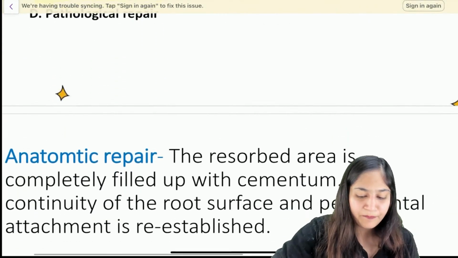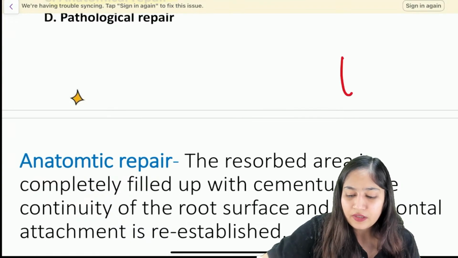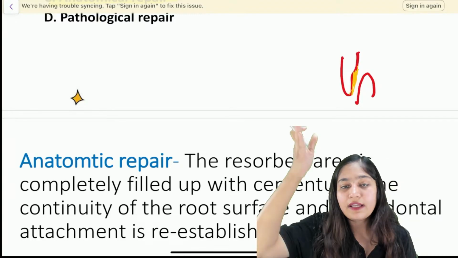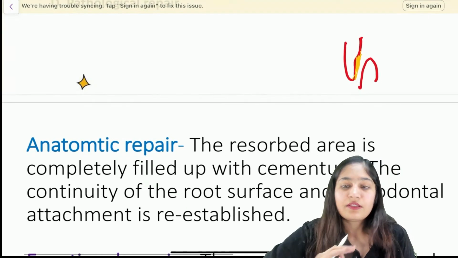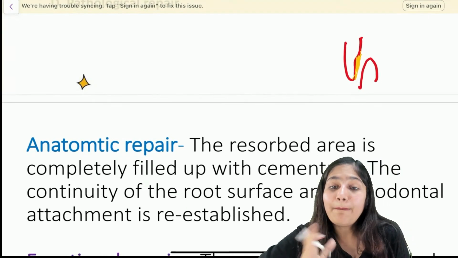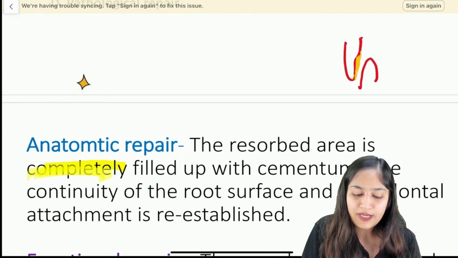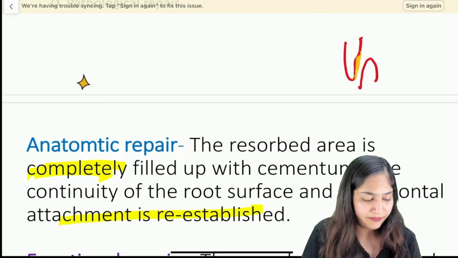Yes. So what is anatomic repair? Usually the resorbed area, here you can see the resorbed area. This resorbed area will be filled with cementum to maintain the anatomy of the root. So the resorbed area will be completely filled by cementum, and continuity of the root surface will be re-established.